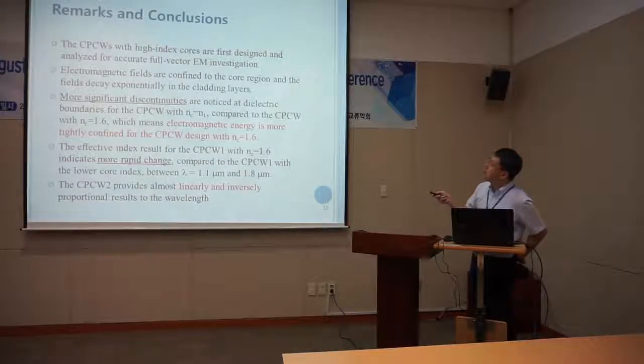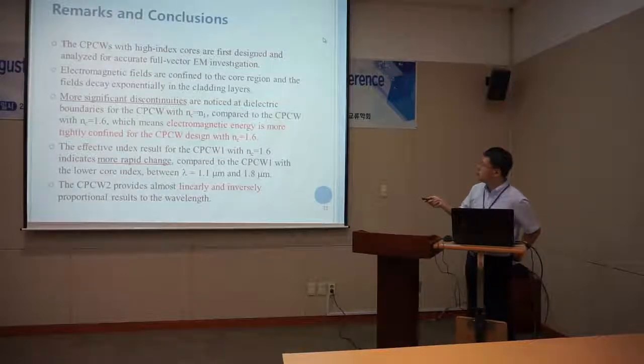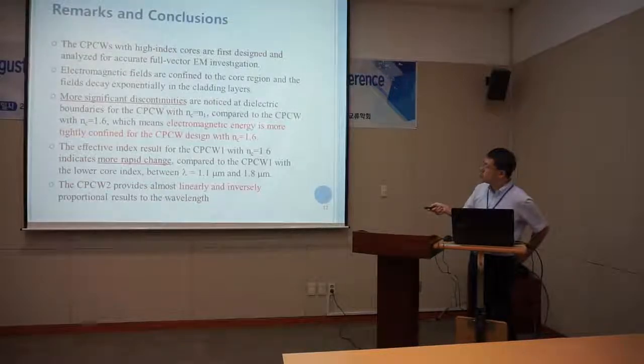Conclusions. The CPCW with high index cores are first designed and analyzed for accurate full vector electromagnetic investigation. Electromagnetic fields are confined to the core region, and the field decays exponentially in the gradient layers. More significant discontinuities are noticed at the dielectric boundaries for the CPCW with NC equal to N1 compared to CPCW with NC equal to 1.6, which means electromagnetic energy is more tightly confined for the CPCW design with NC equal to 1.6. And effective index result for the CPCW1 with NC equals 1.6 indicate more rapid change compared to the CPCW1 with lower core index like 1.5 or 1.45. Last, the CPCW2 provide almost linearly and inversely proportional results to the wavelength.